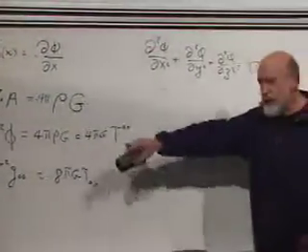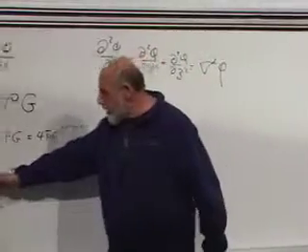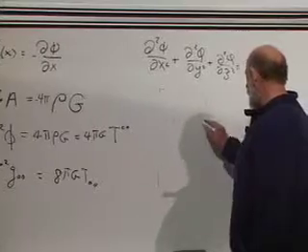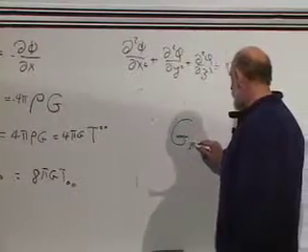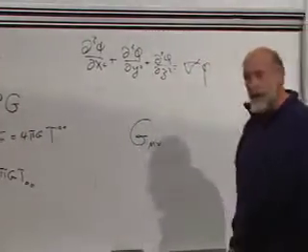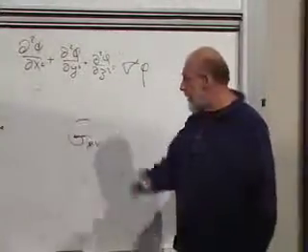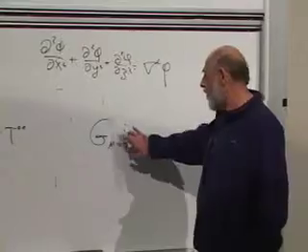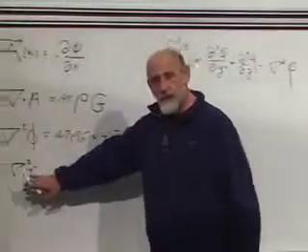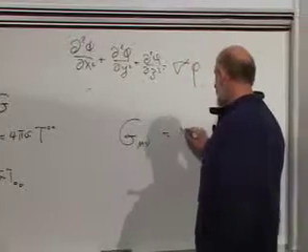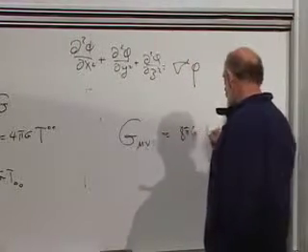A tensor on the left-hand side made up only out of the components of the metric. Let's give it a name. Let's call it G mu nu. I don't know what it is yet. I know some things about it, but I don't know what it is yet. But it's something made up only out of the metric and some of its derivatives. And on the right-hand side, 8 pi G T mu nu.